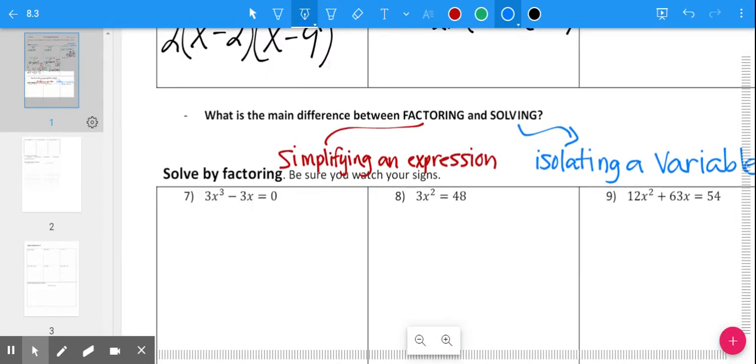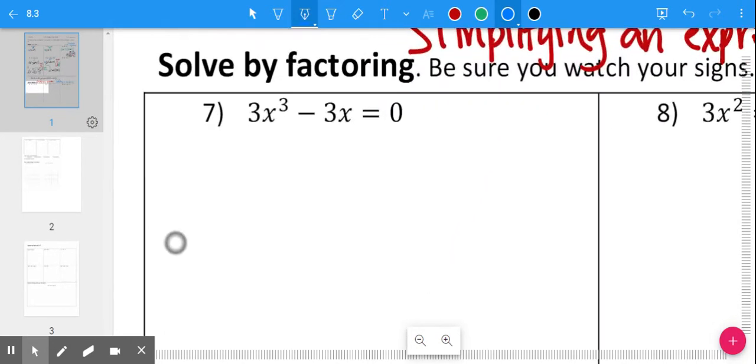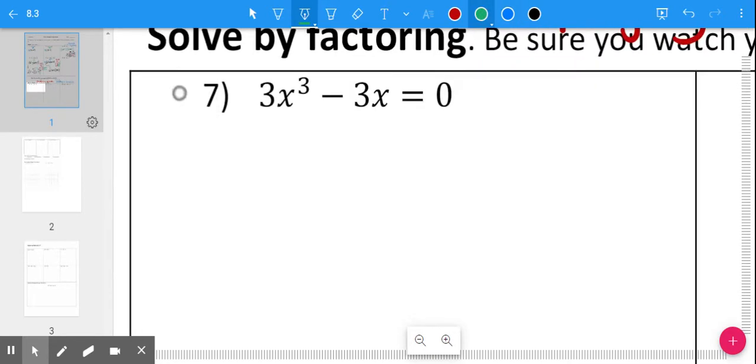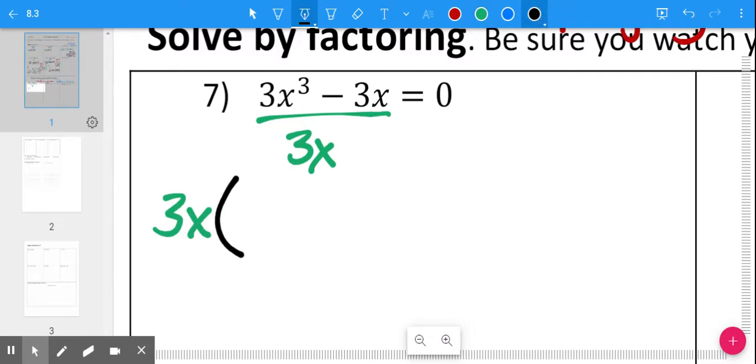So when we do this, the next section says to solve by factoring. And it says watch your signs, and we also need to pay attention to greatest common factors. So the first thing I see here is a 3x cubed and a negative 3x. So I can factor a 3x out of this. So I have 3x times, 3x cubed divided by 3x is x squared. And then negative 3x divided by 3x is negative 1, equals 0.